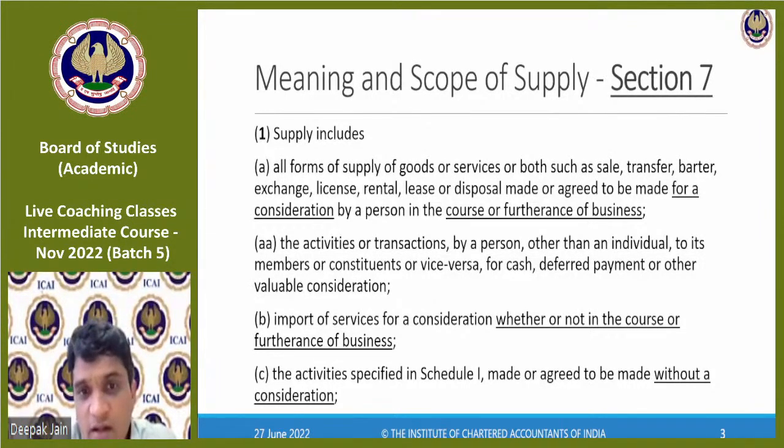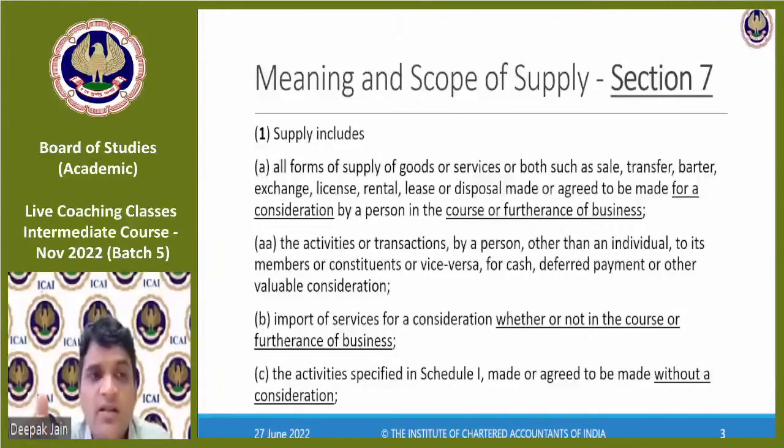Another aspect: if I do it for a consideration, but it is not in the course or furtherance of business, I am not into that business. Like I am a chartered accountant, a professional, and I am not into the business of painting. Suppose I casually did some small painting and sold it. There is a consideration, but painting is not my business, I am not in the painting business. Then I can say it is not a supply because it is not in the course or furtherance of business. So it should be in the course or furtherance of business, and there should be a consideration for 7(1)(a) to attract. So for the first part to attract, two things are important. It should be for a consideration and it should be in the course or furtherance of business.